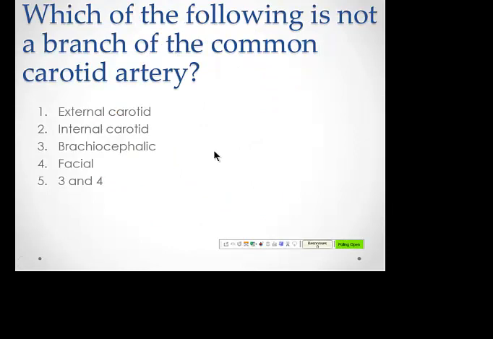Okay, so let's look at a question like this. Last time I told you how you will identify which one of these is how branches of the arteries are named. So which of the following is not a branch of the common carotid artery?